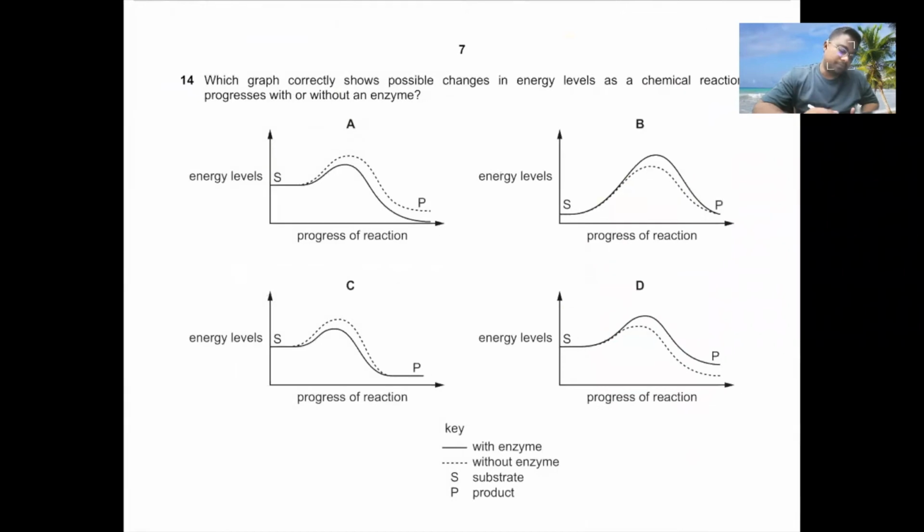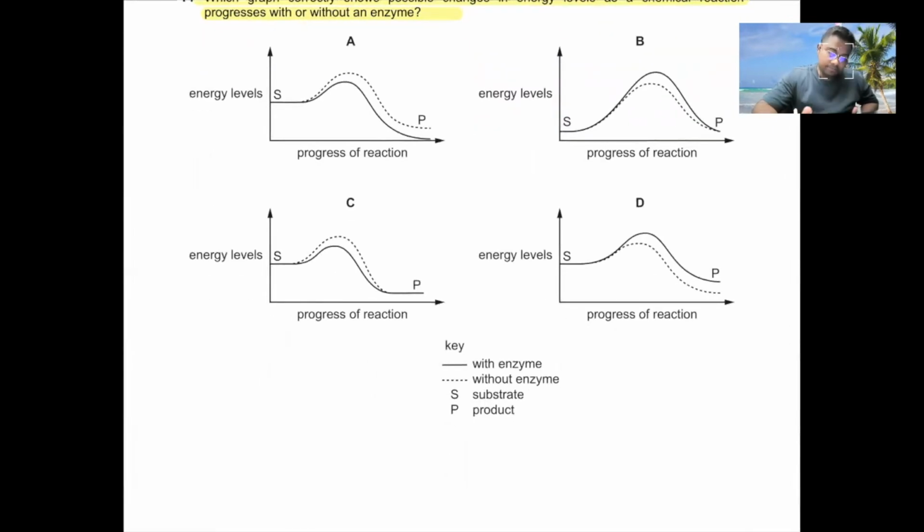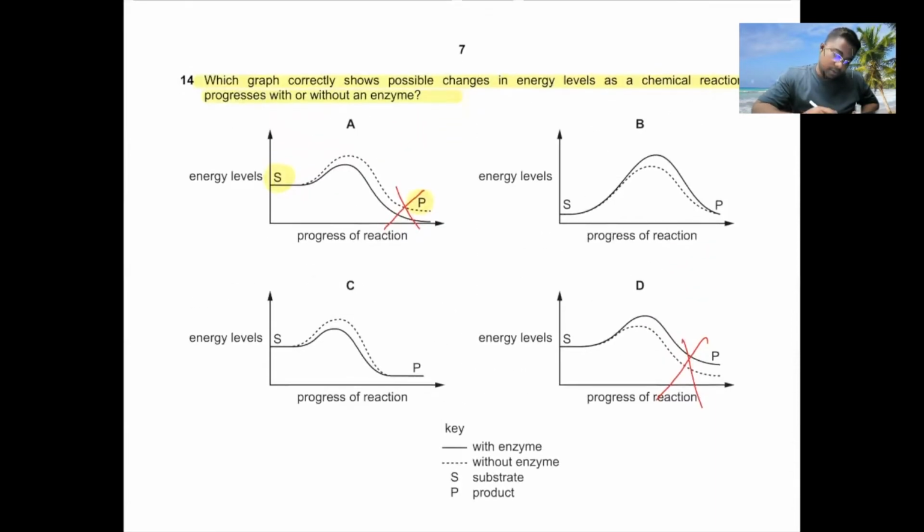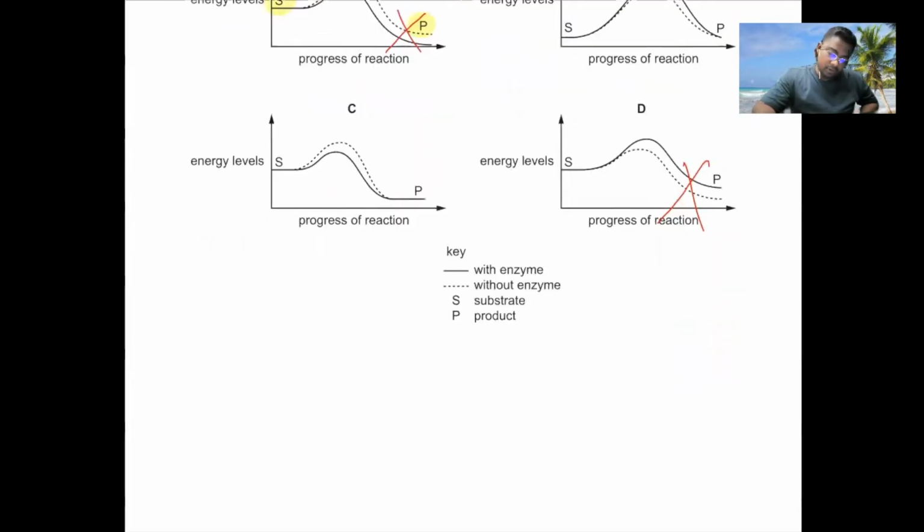Question number 14. Which graph correctly shows the possible changes in energy as a chemical reaction progresses with or without the enzyme? Okay, so we can see substrate, we can see product. All right, with or without the enzyme, they must end at the same level. They must end at the same level. All right, then we can see the chemical reaction with and without the enzyme, energy levels as the reaction progresses.